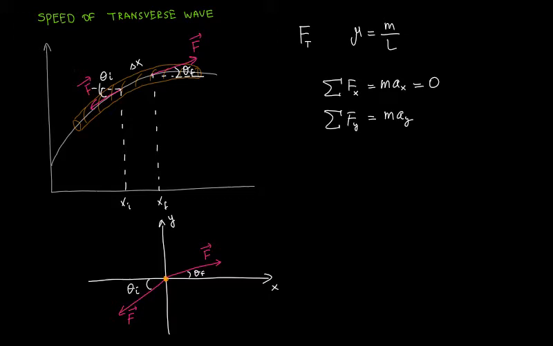Okay, so then let's resolve this into components. Here we have the x component on the right side, so that would be F cosine theta final. On the y-axis, we would have F sine theta final. Let's do the same thing for the left side. So we have F sine theta initial, and here we have F cosine theta initial.